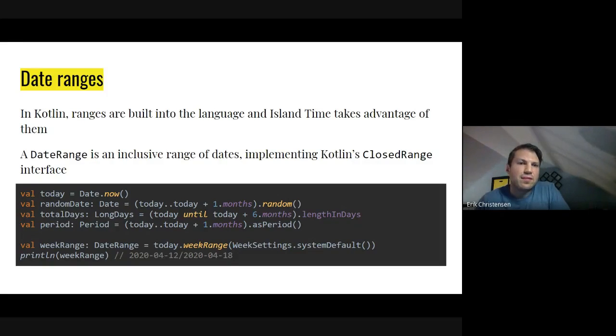Once I have a date range, I can call different functions on it that make sense for dates. Like I can do random and get a random date within that range. I can get the length in days. I can get weeks, years, with any individual unit. I can convert it into a period. I can also, from an individual date, use a week range operator. We mentioned start of week a little bit earlier. So I can take the week range and quickly get a range of dates that matches that of the localized week.